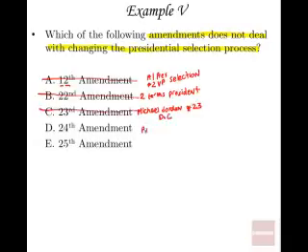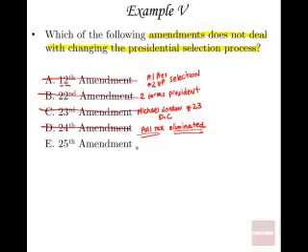24th Amendment has to deal with the poll tax. Poll tax is eliminated here. So this one is kind of tricky because, while it doesn't set the terms or add a different election, the poll tax actually does deal with the presidential election process as well. So this is incorrect here.